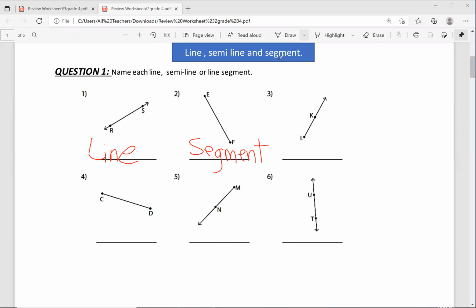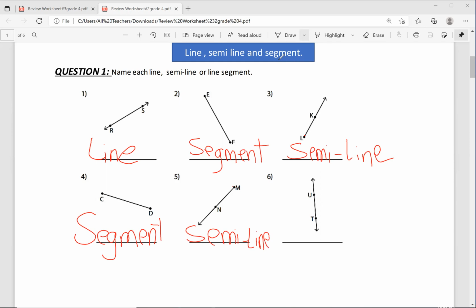In figure 3, this is a semi-line, or we say this is a ray. Both words tell the same figure. This is a semi-line because it starts at L and it never ends on the other side. In number 4, this is also a segment because we have the beginning and the end of the line. In number 5, it starts at M and it never ends on the other side. So this is a semi-line or ray. And in figure 6, we have a line because we have arrows on both sides.